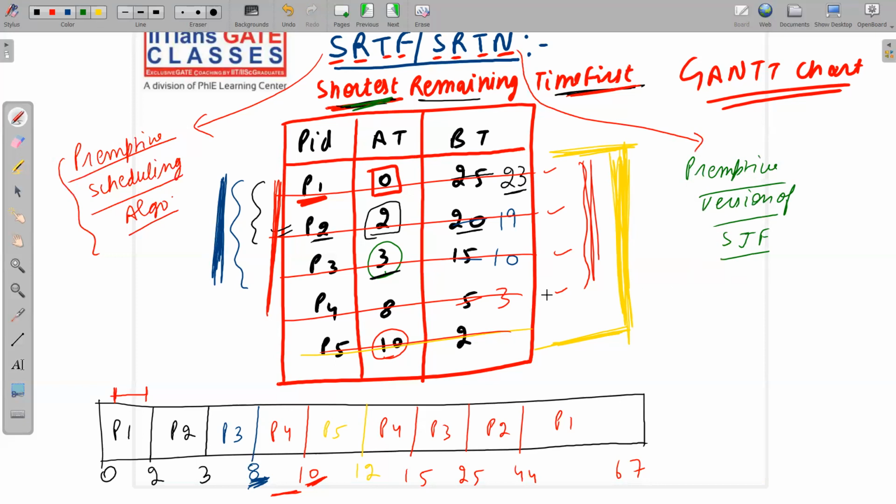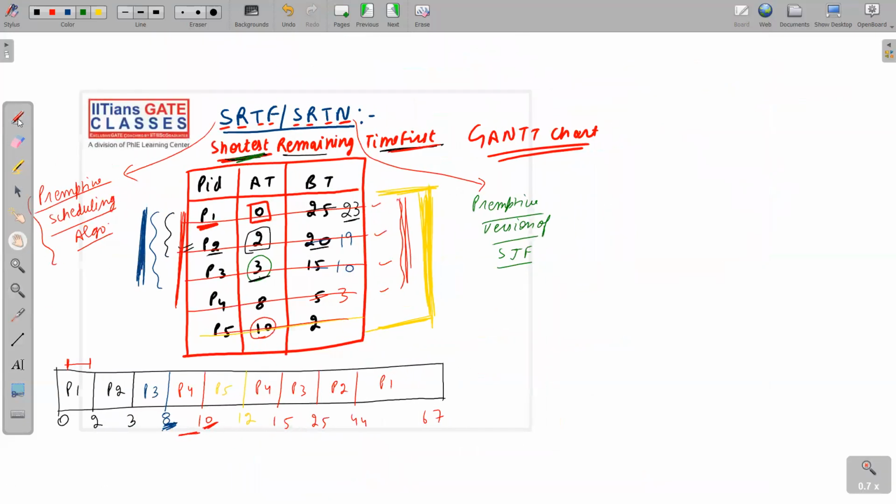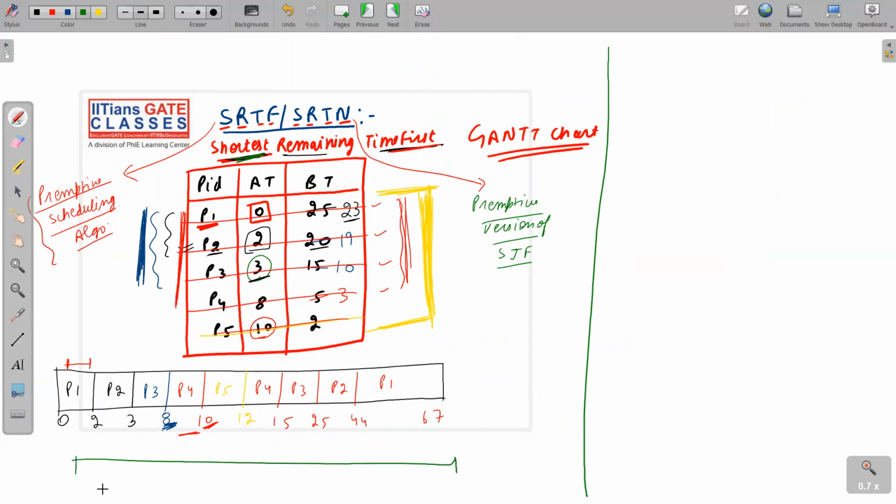Now, just for the sake of formality, let me show you something. For example, I want to find the waiting time of any process, say P1. Let me show you how to find it. I think you already know all these, because once we have prepared the Gantt chart, everything is over. You can easily find waiting time, response time, turnaround time, and all these things.